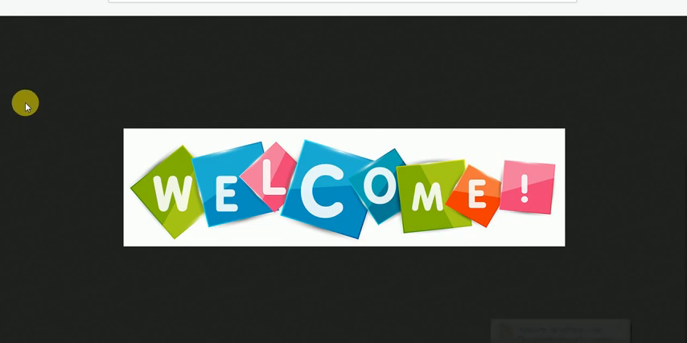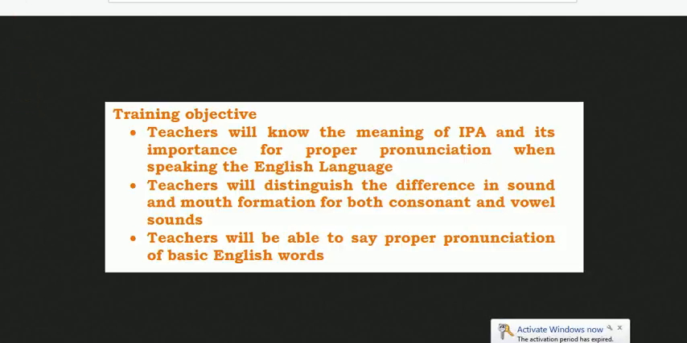Before we start, let's discuss the objectives. Teachers in this training will know the meaning of IPA and its importance for proper pronunciation when speaking the English language. Secondly, we'll discuss the difference in sound and mouth formation for both consonant and vowel sounds. Lastly, teachers will be able to say proper pronunciation of basic English words.